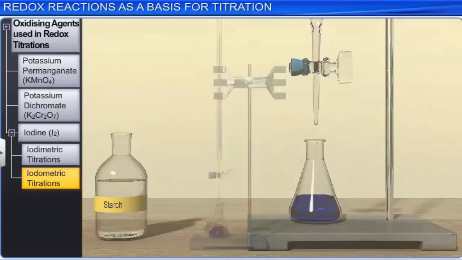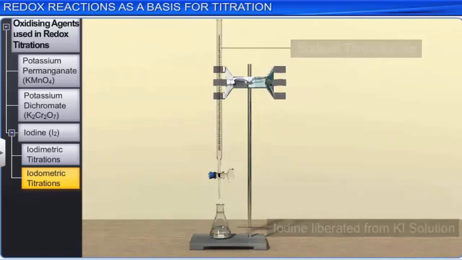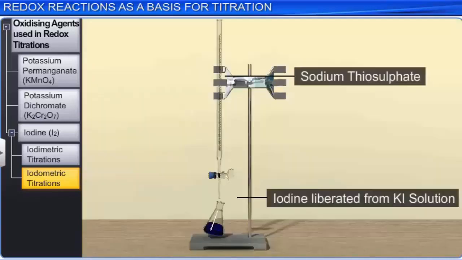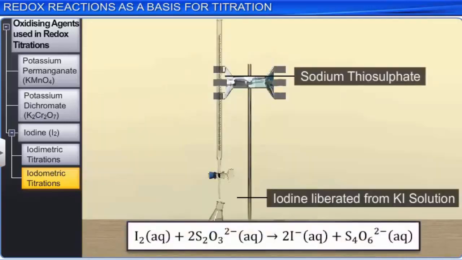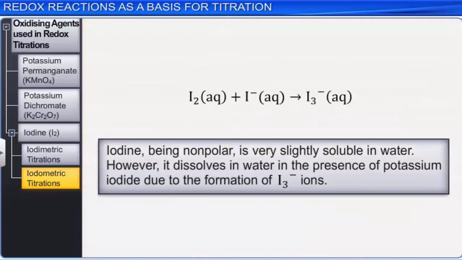This solution is titrated against sodium thiosulfate solution. The color disappears as soon as the iodine is consumed by the thiosulfate ions. Thus, the end point is detected easily by noting the color change. It must be remembered that iodine, being nonpolar, is very slightly soluble in water. However, it dissolves in water in the presence of potassium iodide due to the formation of I3- ions.